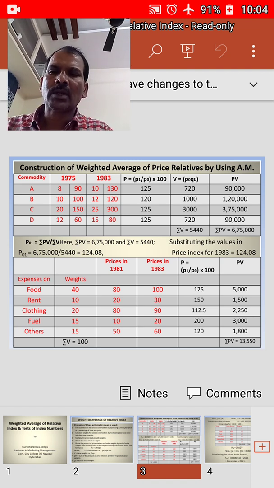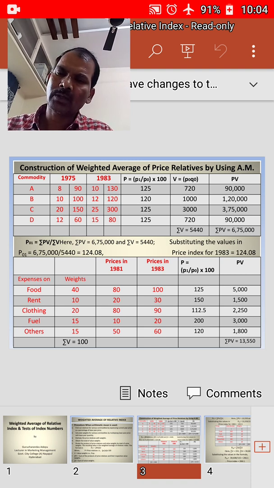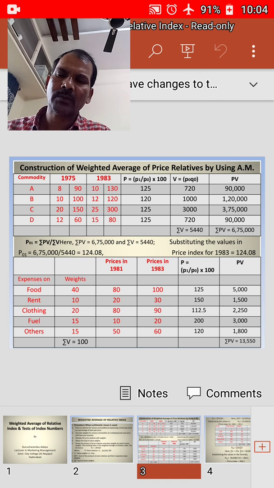Then we need to multiply the price relatives we got with the value weights, and both are multiplied. If you multiply 125 with 720 you will get 90,000. 120 with 1000 you will get 1,20,000. If you multiply 125 with 3000 you will get 3,75,000.